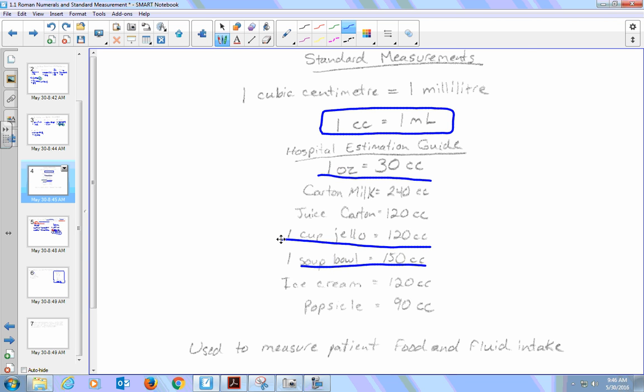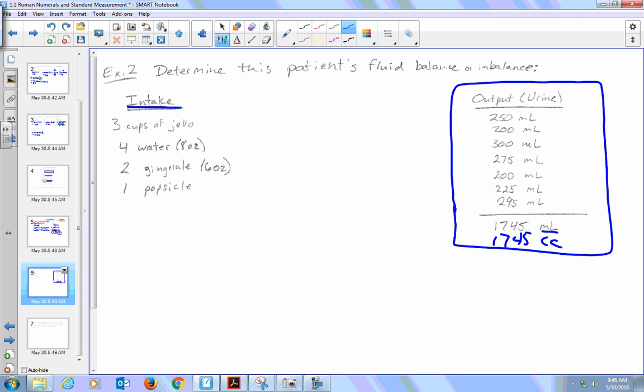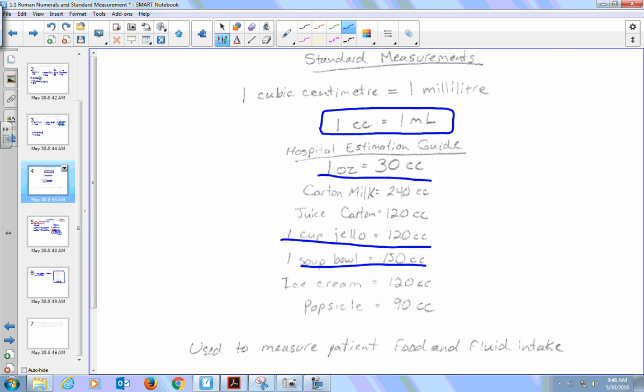Okay. So 3 cups of Jello, if we go back to our chart, 1 cup of Jello is equivalent to 120 cc's. So 3 cups of Jello is going to be 3 times 120 cc's, which gives us 360 cc's. Okay, 4 cups of water at 8 ounces. So this is saying each water is 8 ounces. So we have 4 times 8 ounces equals 32 ounces, and each ounce is worth 30 cc's.